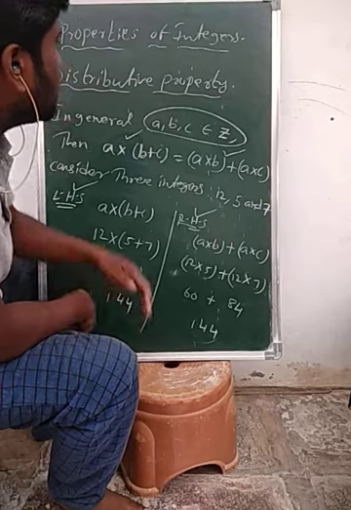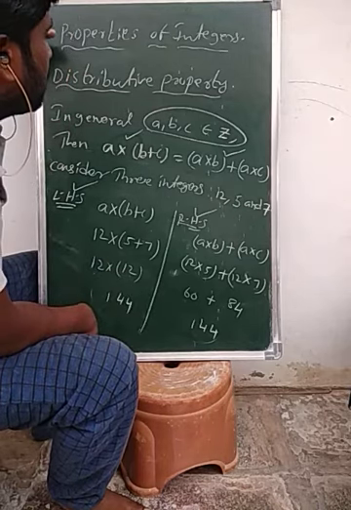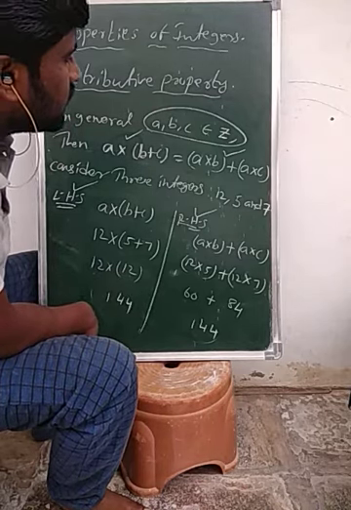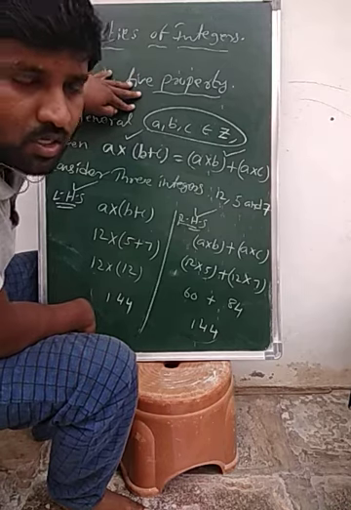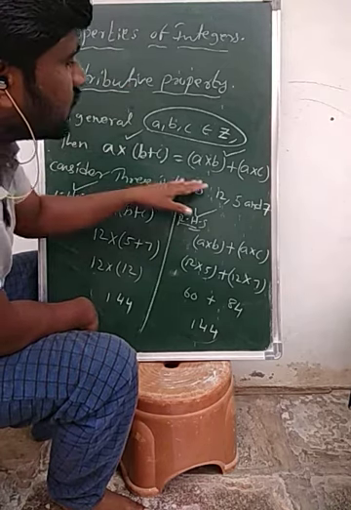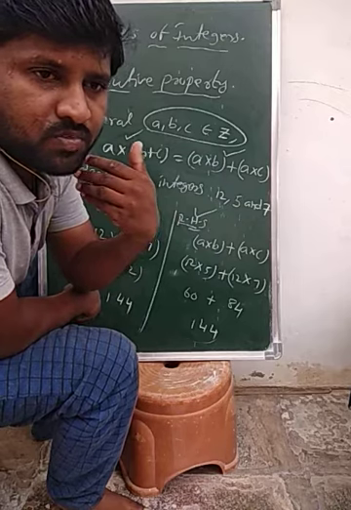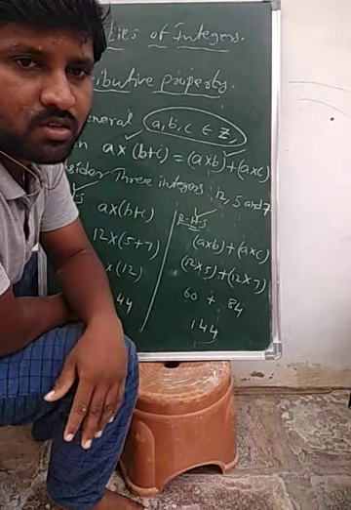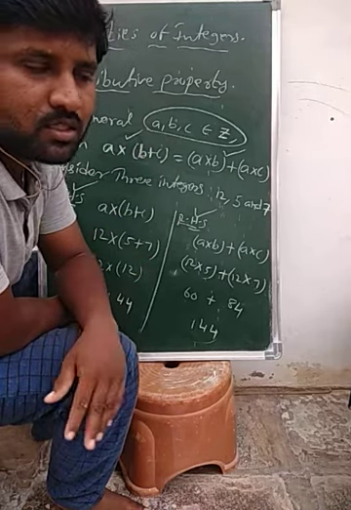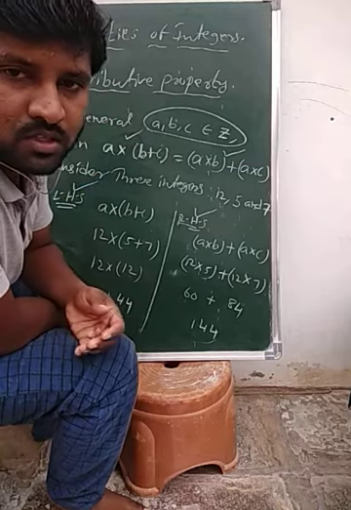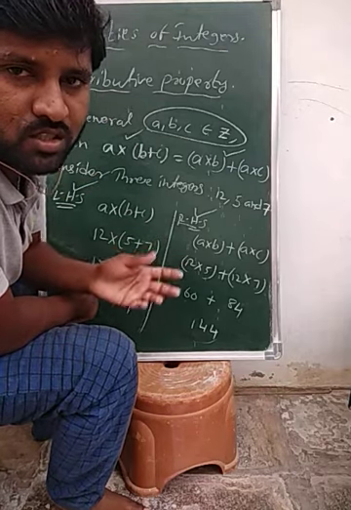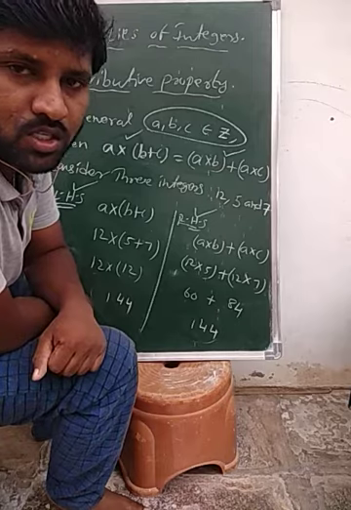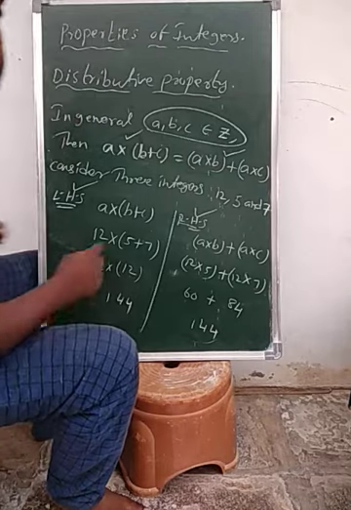So we can say that the distributive property is satisfied for integers. In the place of a, b, c values you can consider any integers. Now take your own examples and verify the properties we discussed. Okay students, thank you.